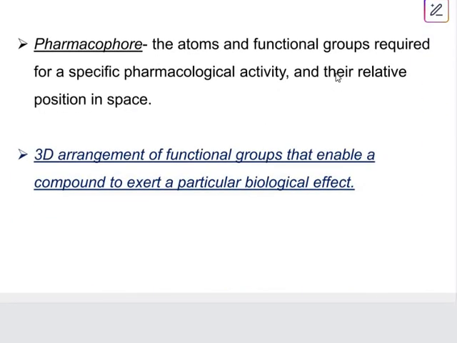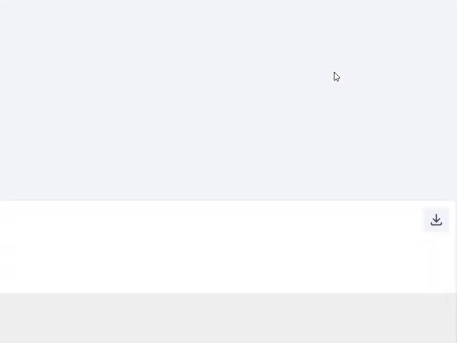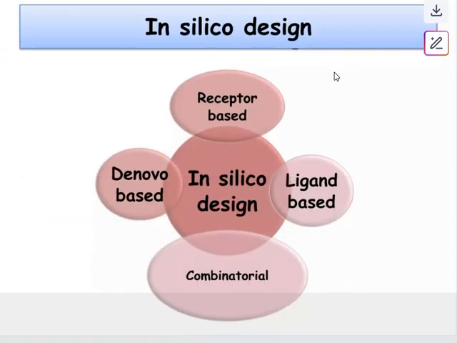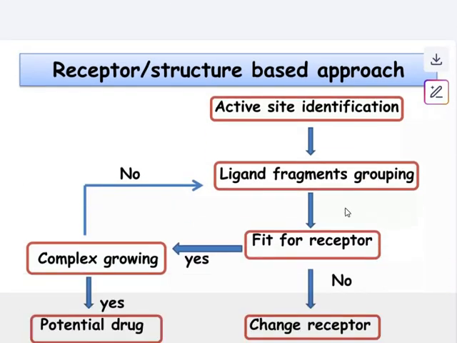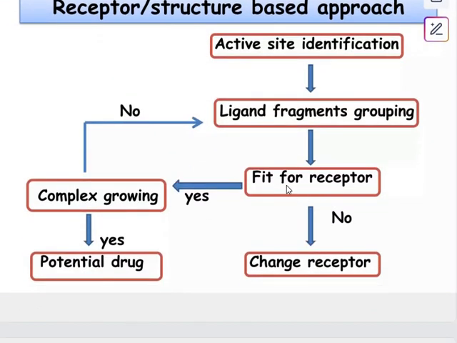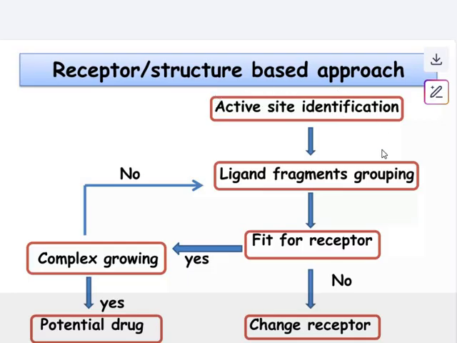So we should understand the pharmacophore: the atoms and functional groups required for a specific pharmacological activity and their relative position in space. In silico design, you can see here: ligand based, de novo based, receptor based, and combinatorial. This is the receptor structure based approach.